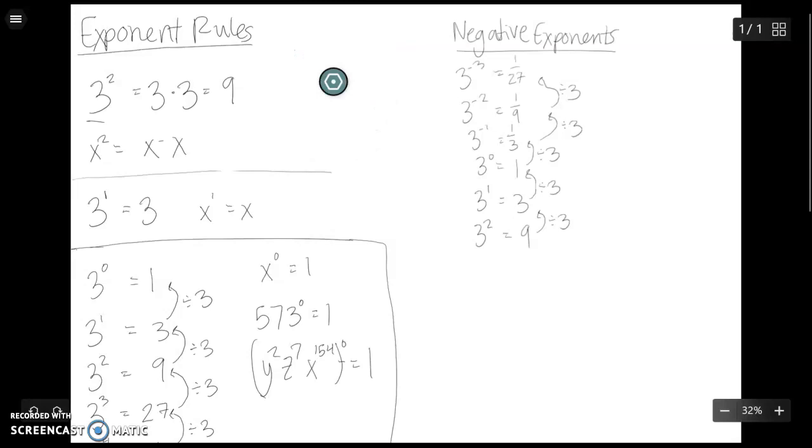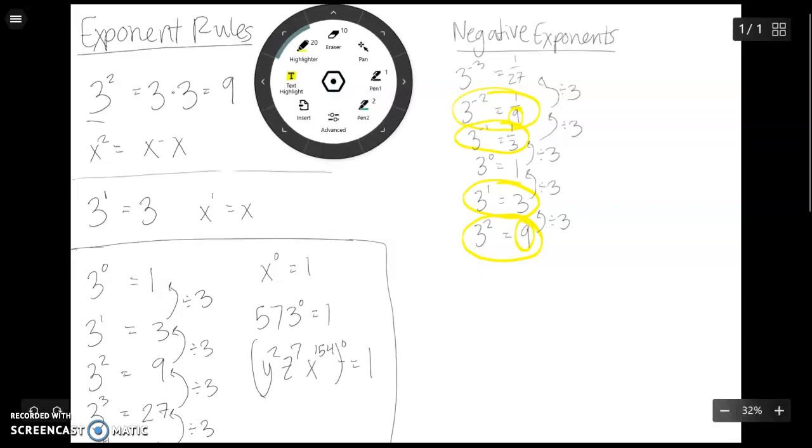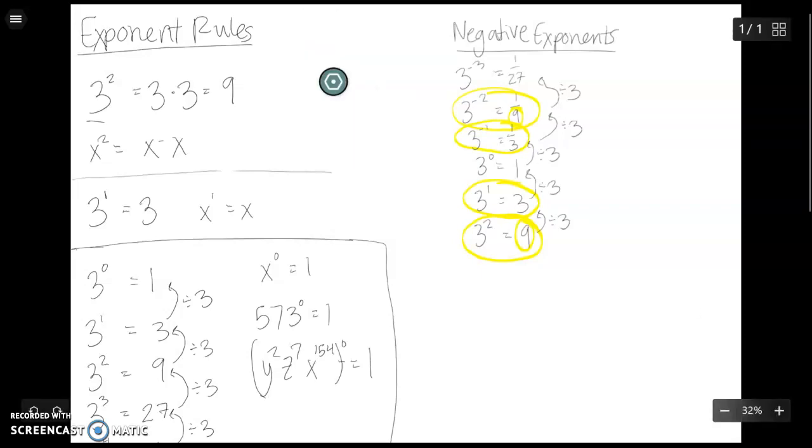Okay. So here's some important patterns to notice here. Let me get my highlighter out so I can highlight these. Notice how 3 to the negative first power and 3 to the first power are related to each other. And 3 to the negative 2 power and 3 to the second power are also related to each other. So the denominator of our fraction is the same as the answer down here, right? So I'm going to rewrite this in a little bit different way. So this is getting kind of messy.